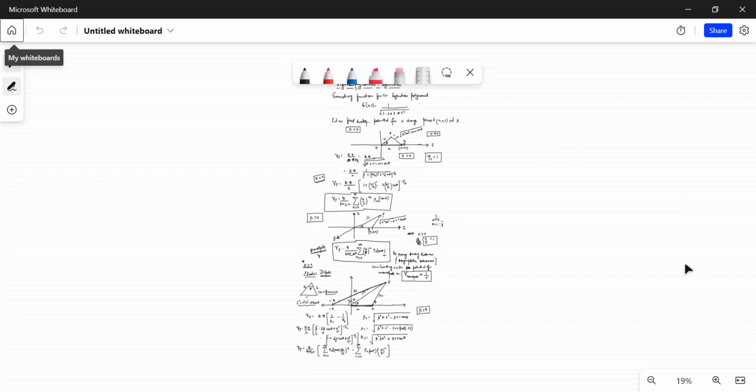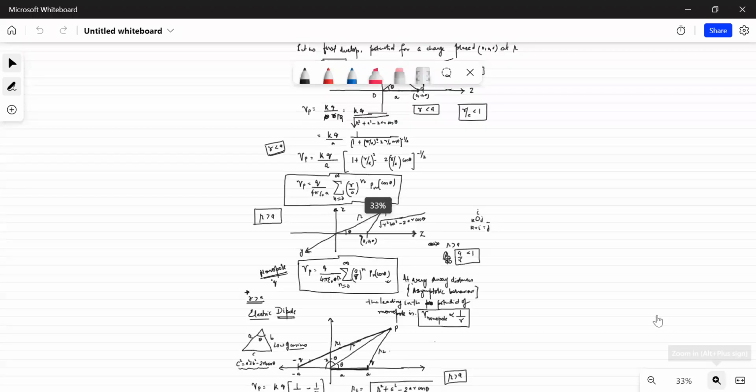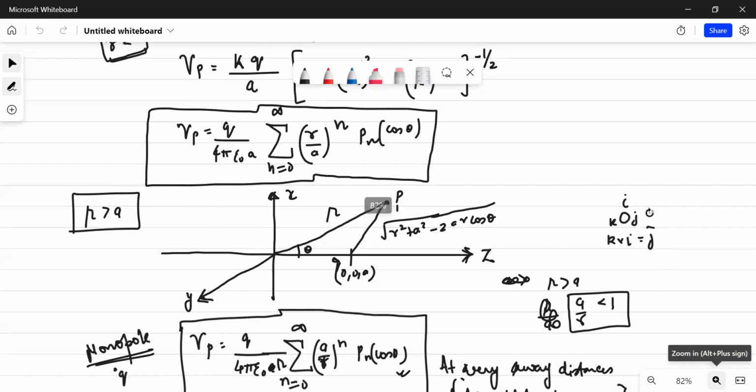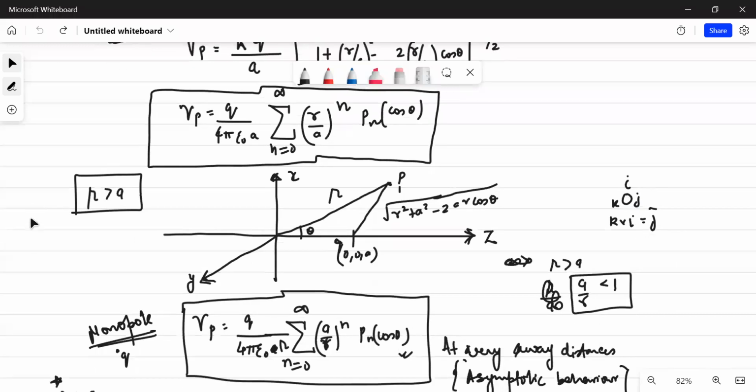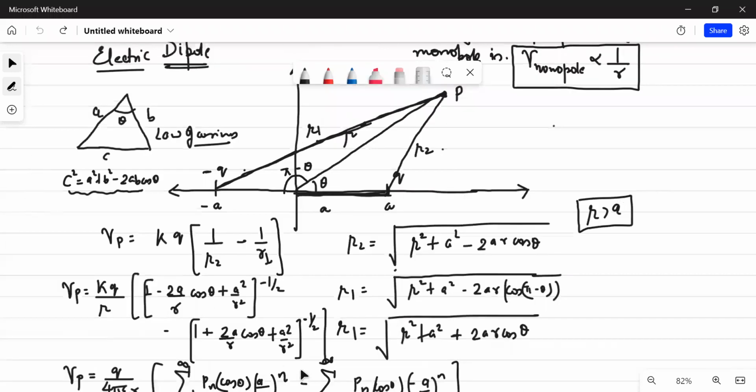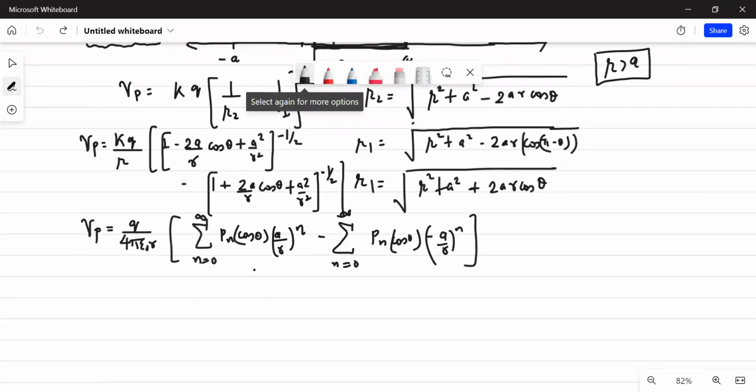Okay, so what we were doing was the case of the electric dipole. Okay, now let us look at this carefully. What you can see is that the constant term, that is n equal to 0, would cancel out, because n equal to 0 would correspond to 1 here and 1 here also. 1 minus 1 would go to 0.